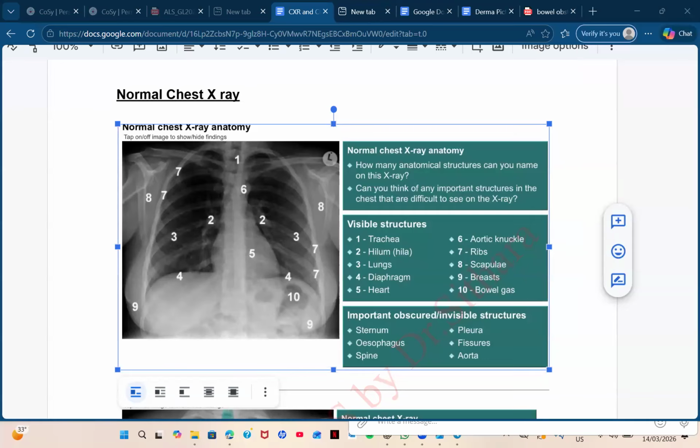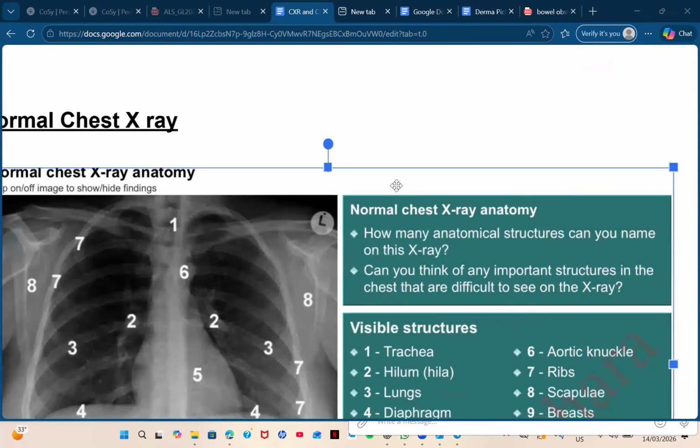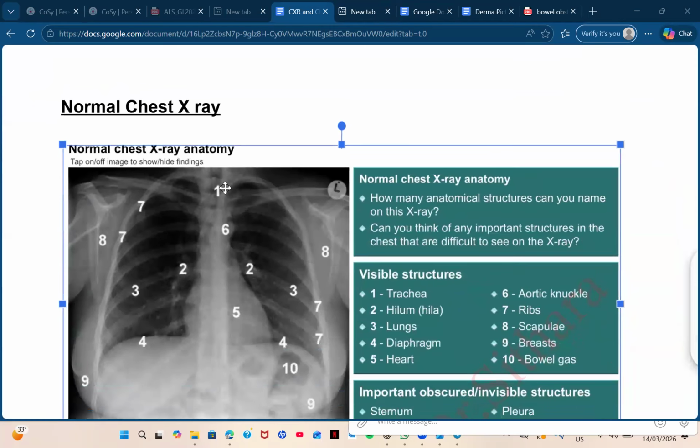Okay, so let's start from the chest X-ray. This is one of the most important topics, and you should know how a normal chest X-ray is presented. So everyone knows, here number one is trachea. Number two is hilum, here on both sides. Then number three, what is that? Lungs, on both sides. Then number four, what is this? This is the diaphragm, this side diaphragm.